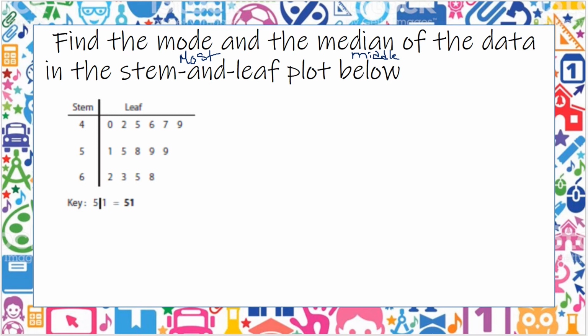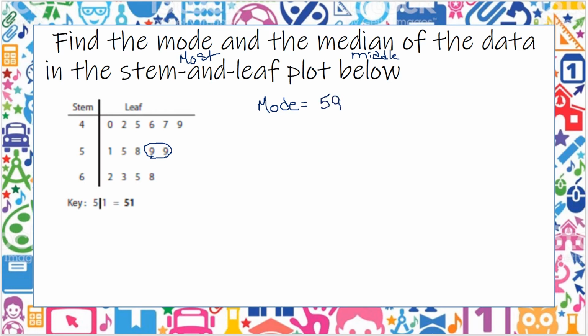So I'm going to look in the 40 where the stem is the 4, and look at the leaf. I don't see any repeats. So then I go to the stem of 5, and I do see a repeat here. I don't see any in the 6. So the mode is 59.